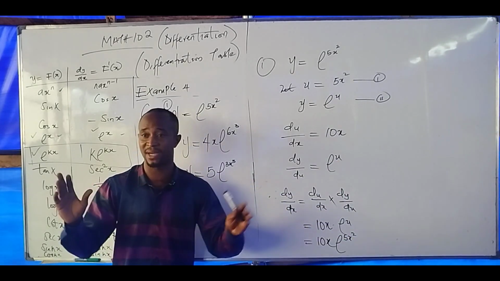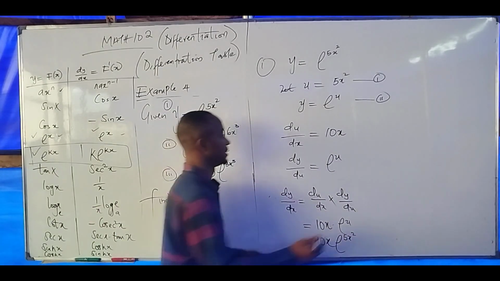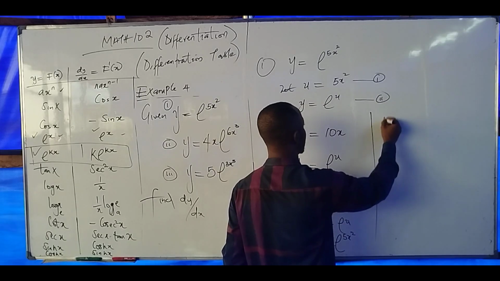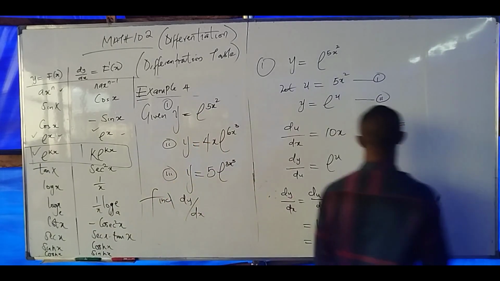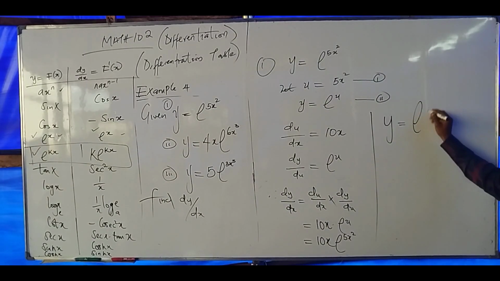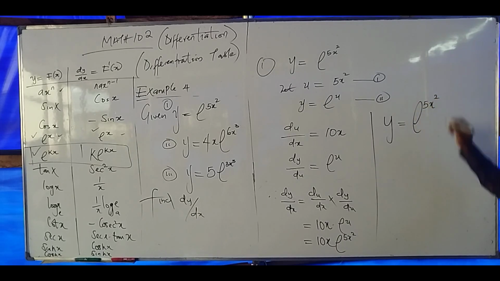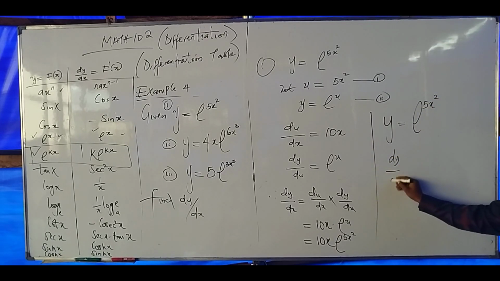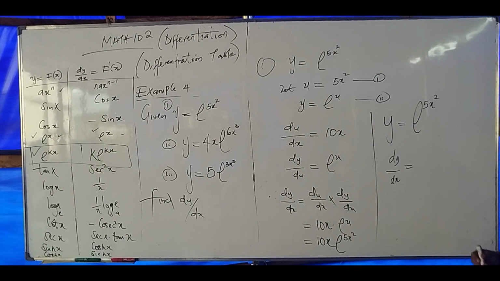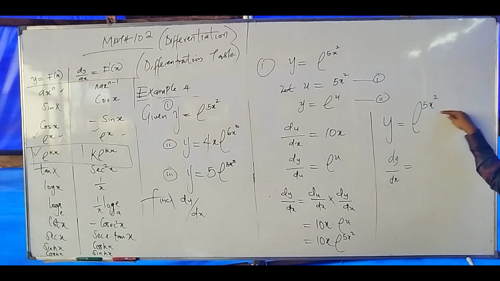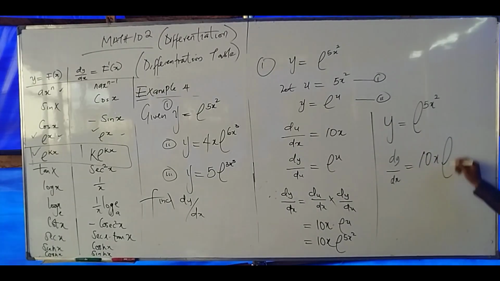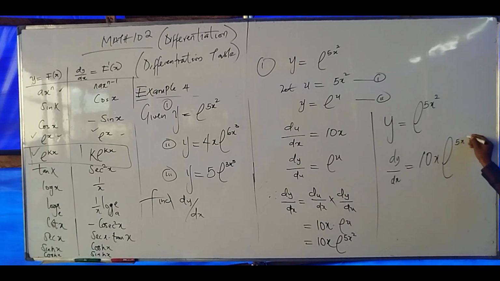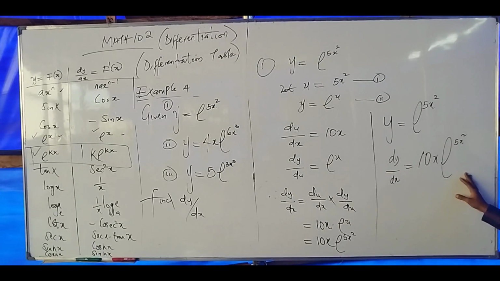Now, listen. Stop writing. The shortcut to this is this. If y equals exponential 5x squared, the shortcut is dy/dx becomes: differentiate 5x squared, what do you have? Just bring out the 10x. Then multiply by exponential 5x squared again. Is it clear? The shortcut. This is better, right?